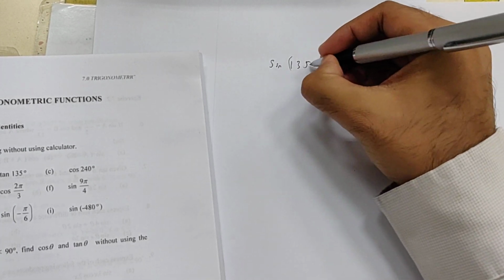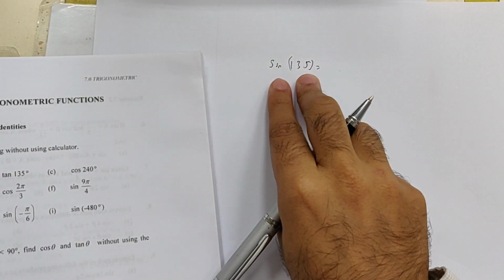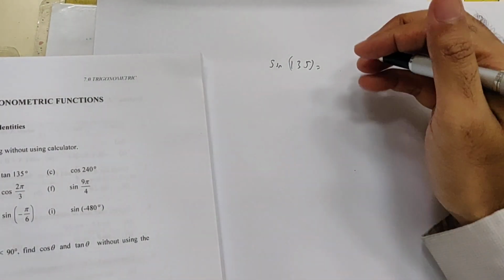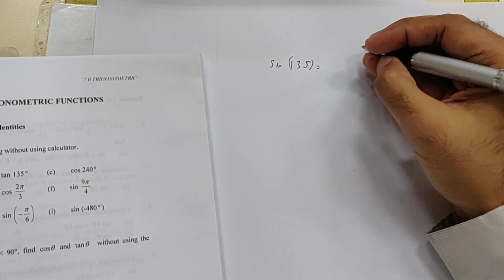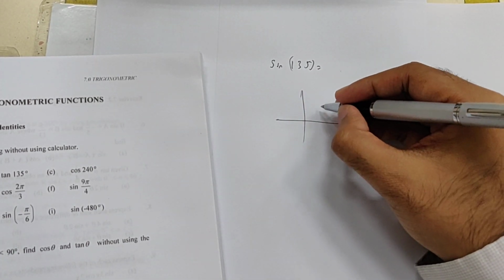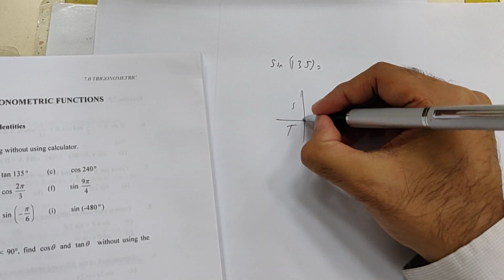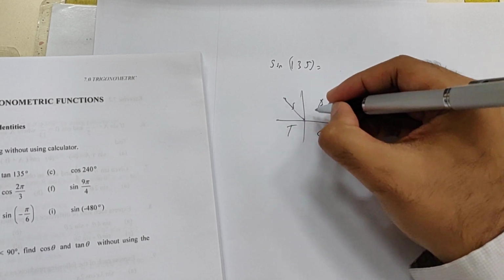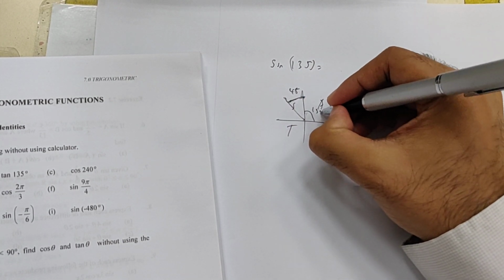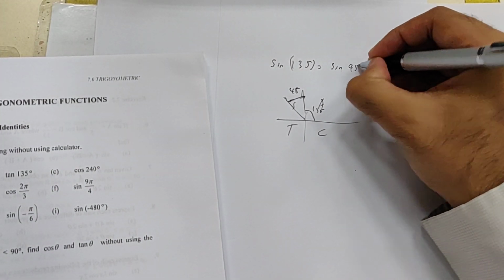Sine 135. Okay, you are not allowed to straight away press your calculator and get the answers. Sine 135, what's the magic? It's the same as sine 45. All science teachers cute. So where is 135? It's over here. So here is 45, 135. So sine 135 is the same as sine 45.